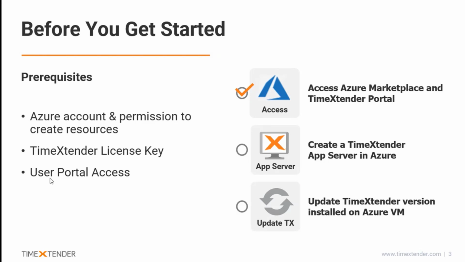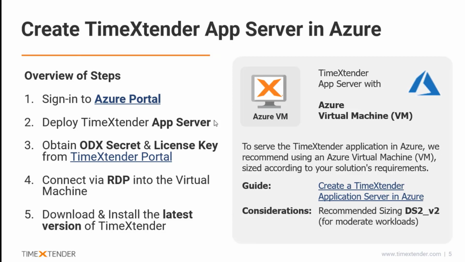But that's where you're going to have all of your license keys and ODX secrets that we're going to use in just a minute here. So these are the steps we're going to cover today. First of all, we're going to sign into the Azure portal. We're going to deploy the TimeXtender app server marketplace template from the Azure marketplace. We're going to go into the TimeXtender user portal where we're going to obtain our ODX secret and license key. We're going to connect to the virtual machine using RDP, and then we're going to download and install the latest version of TimeXtender onto that virtual machine.